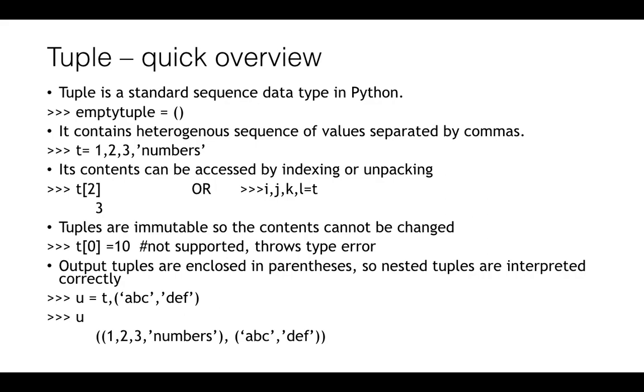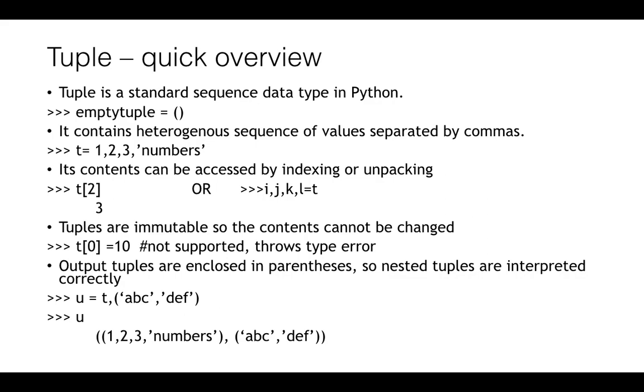So here you can see the standard way of accessing fields by using index operator, like any index operator that we use in C, C++ or many other languages like .NET and Java. The unpacking is kind of unique, where here you can see the contents of the tuple are unpacked into variables I, J, K and L. The tuples are immutable so that their contents cannot be changed. If you try to do so, you get the type error.